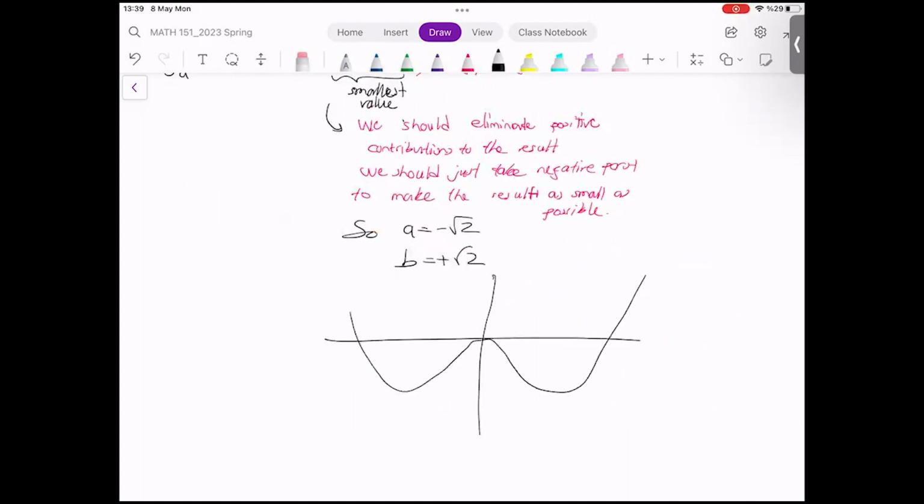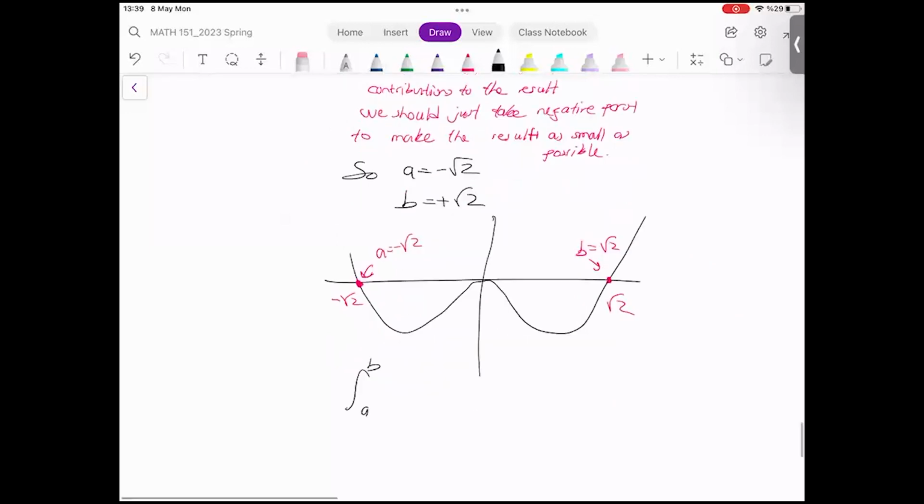Our graph is roughly like that. If you choose A as this number, minus square root 2, and if you choose B as this number, plus square root 2, then what happens to the definite integral from A to B? Our function was x to the power 4 minus 2x squared, dx. Then the result of this definite integral will only come from these two negative parts. Remember, I called this part A1 and A2. So minus A1 minus A2. And this is the possible smallest value of the integral.